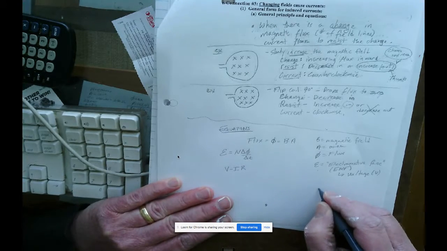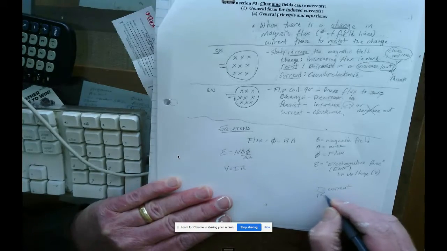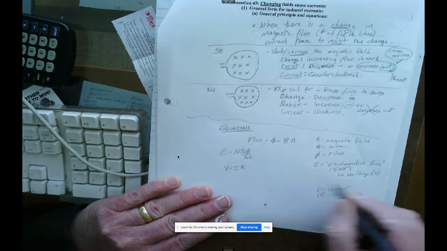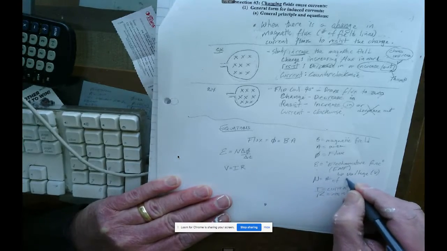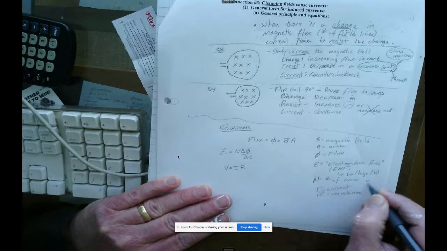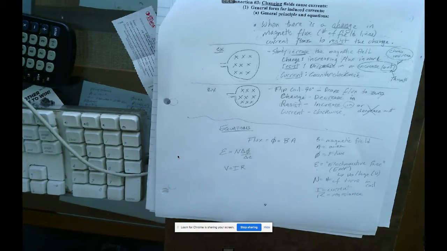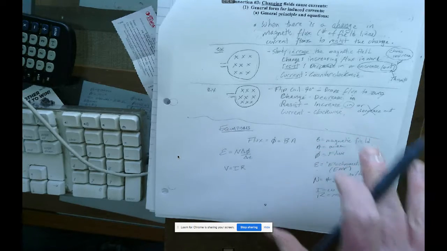I is current, and R is resistance. And I didn't define the N up here. N is the number of turns in the coil. Remember I said if you have 100 turns in your coil, you're going to have 100 times as much effect. So I'm going to post a reference table that has all the equations on it for this unit, but here they are in the notes.